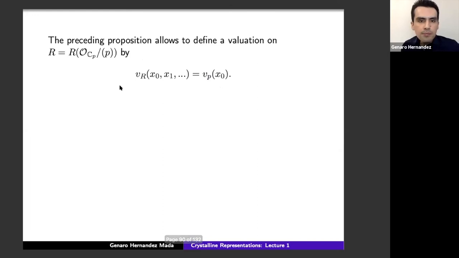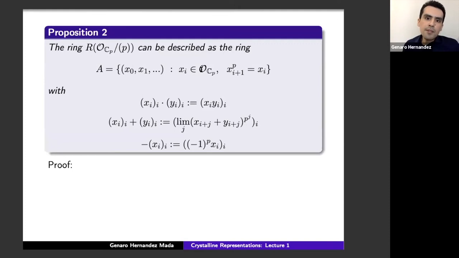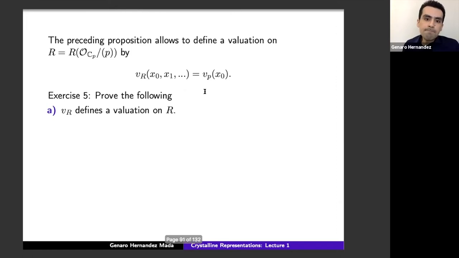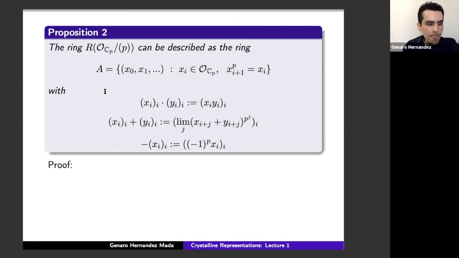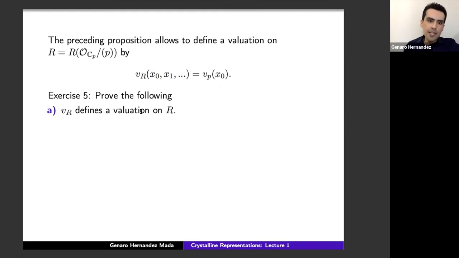And also, with that description of this ring, that I'm going to denote from now on by just R, we can define a valuation there just like this, the p-adic valuation of x0, because x0 now is an element of the ring of integers of C_p. Here I am thinking of the elements of R as the elements of A in this proposition. And the exercise now is to prove that this is actually a valuation on R.